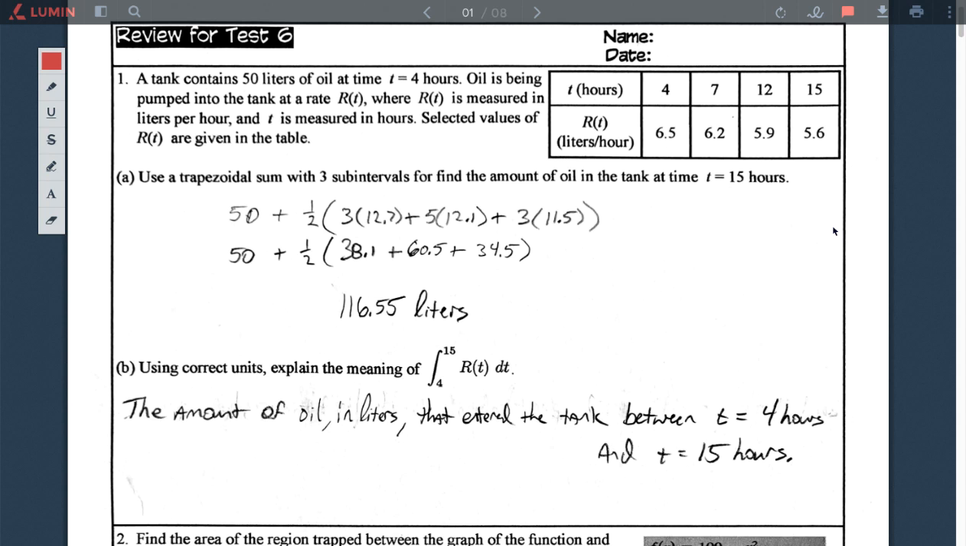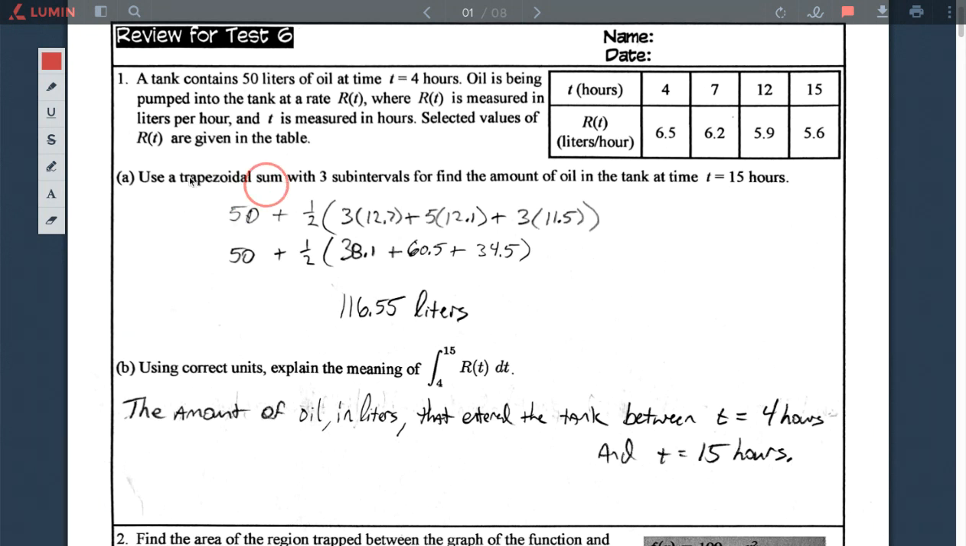Okay, we're going to look at the rest of the answers for review for test 6. The problems we did not cover in class, so we'll start with number 1. Number 1 says use a trapezoidal sum with 3 subintervals to find the amount of oil in the tank at time t equals 15. Notice we start out at t equals 4, and it says we already have 50, so make sure we've got that 50. Don't forget about the 50.